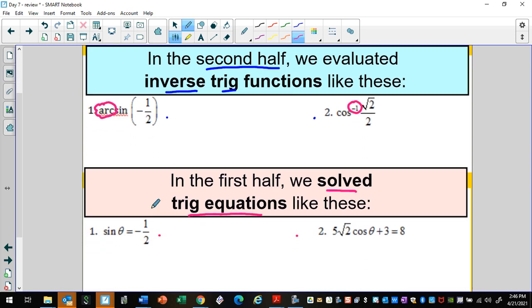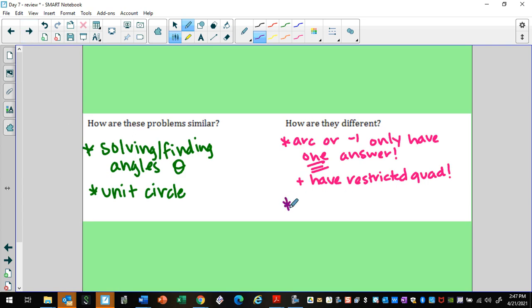When you look at the other two problems that we did in the beginning of the unit, these guys are equations. Notice the equations, they have equal signs in them. So we had to like isolate that sine theta or that cosine theta. So that's something how they look different. Okay? Equations have equal signs. And we had to isolate the sine theta or cosine theta or whatever it was.